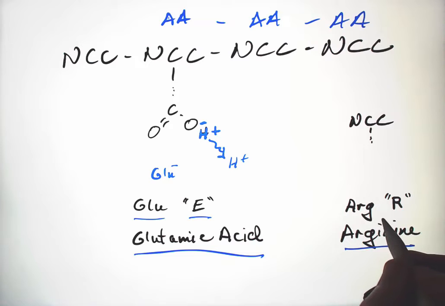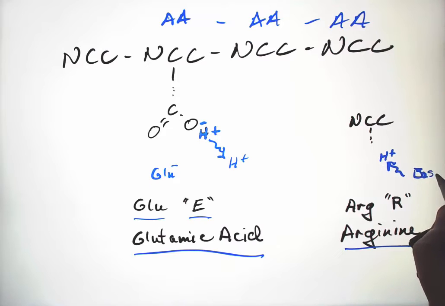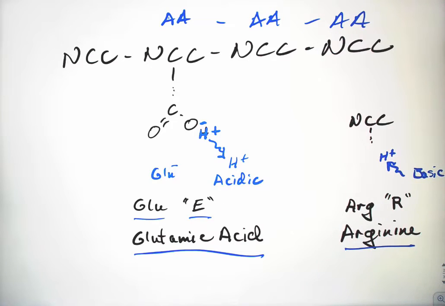Arginine, ARG for 3 letters, R, is a basic amino acid. It tends to attract a proton H+, so that it's removing protons from water. Glutamic acid is an acid because it loses H+, arginine gains. Those are the 2 most important amino acids in this example I'm going to give.